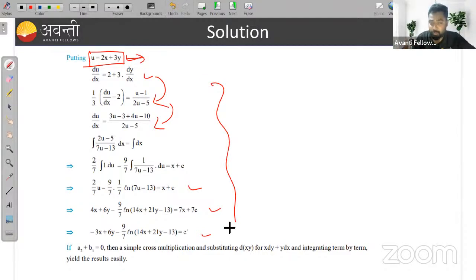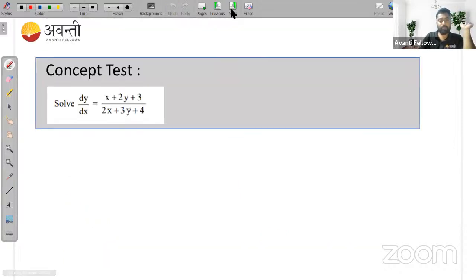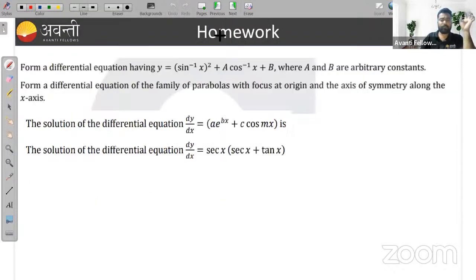If it is not easily integrable, then use the homogeneous method by substituting this. If it is of this type of form, then you can easily integrate it, but if it is not, then put y is equal to vx and then solve it. Okay, so for you also, you have a concept test, and take it as your homework question. You can take a screenshot of these questions also. And also these are some homework questions you have. You can take a screenshot.